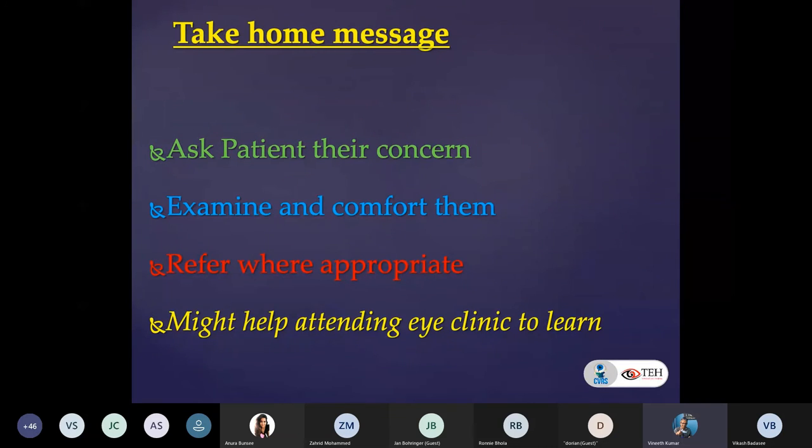and comfort them, refer where appropriate, and I would recommend every one of you all to attend the eye clinic to see what kind of cases that we deal with, routine or emergency cases. If not us, go to the eye hospital, wherever there is the potential for you all to learn, because by learning how to manage these cases, you will know which are the ones you need to refer quickly and get them to be seen at the earliest possible, with the key intention of preserving their eyesight.